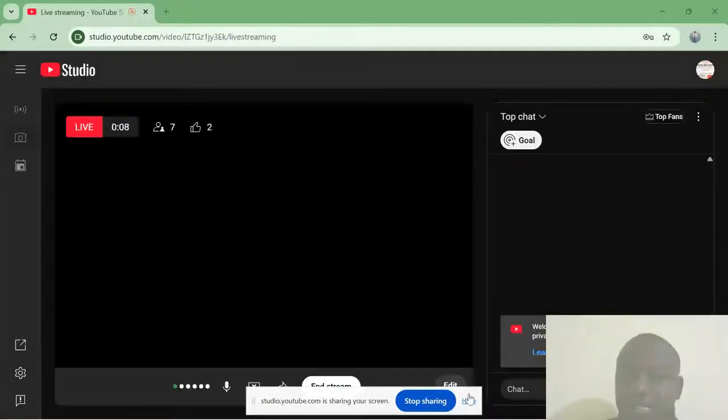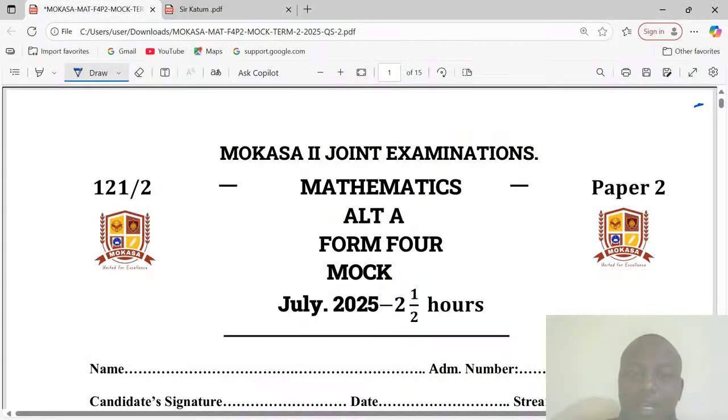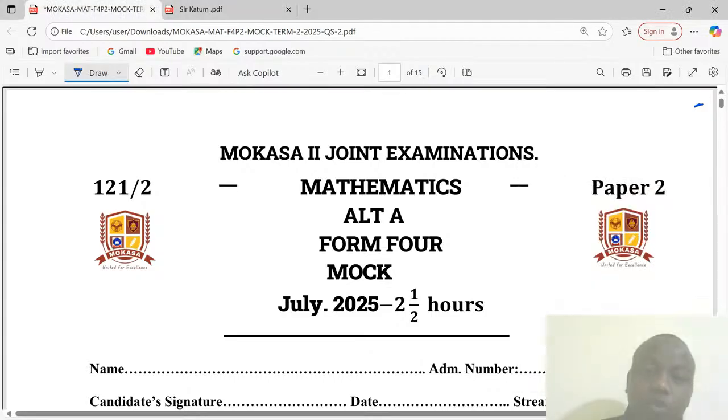Today we're discussing mathematics paper 2. That is the Mokasa joint examination 2025, paper 2, section 1.